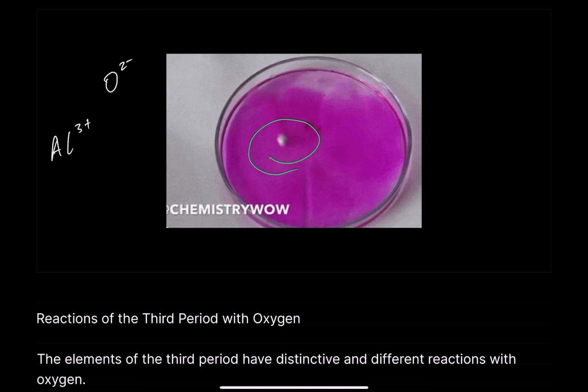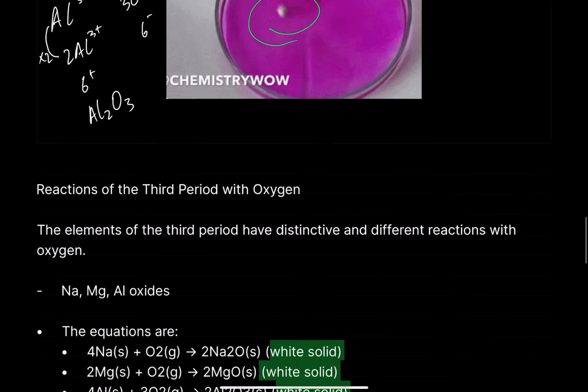Now we need to get them to have the same negative charge and the same positive charge. So what can we do to make them the same number? The common multiple here is 6, right? So times this by 2 to get 2Al3+, which is essentially a 6+ charge here, and times this by 3 to get 3O2-, which is a 6- charge. Opposites attract. Now we have Al2O3, and that's how I get aluminium oxide right there.